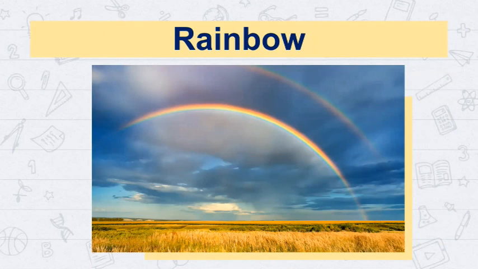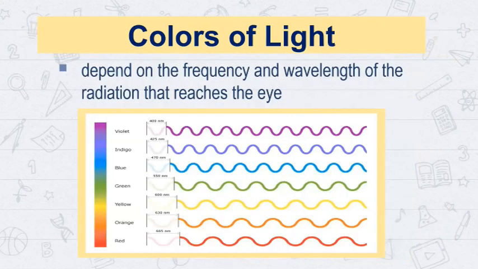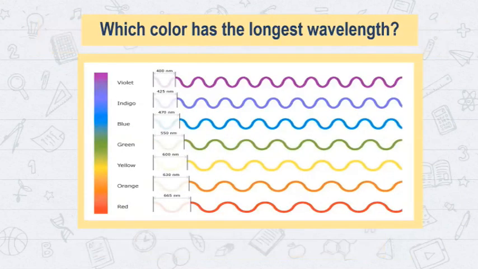Can you apply what you have just learned about dispersion? Why do we see a rainbow after raining? Rainbows are produced by a combination of refraction, or bending, and reflection, or bouncing, of light. When white light enters drops of water, which serve as the prism in this case, the light is dispersed or separated into different colors. Colors of light that we see depend on the frequency and wavelength of the radiation that reaches the eye.